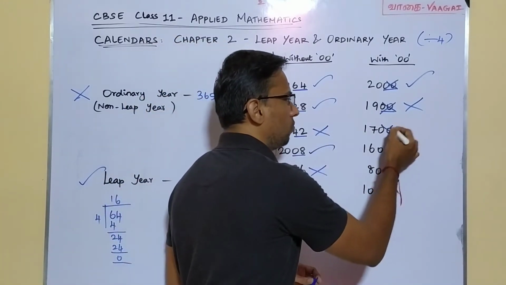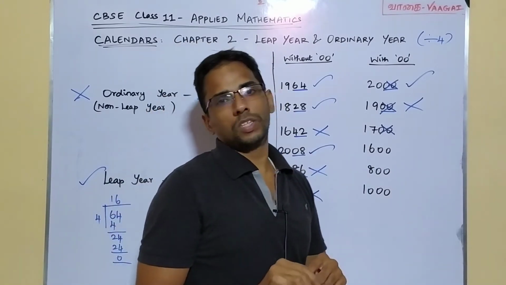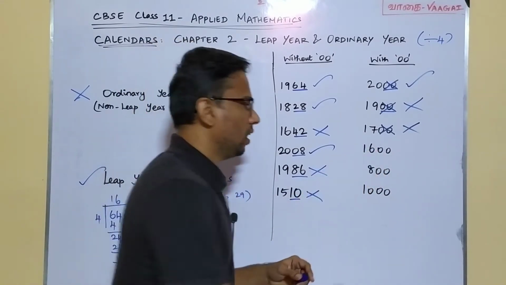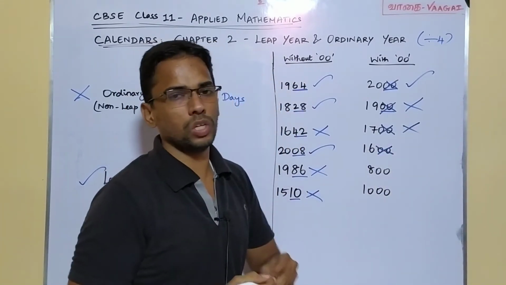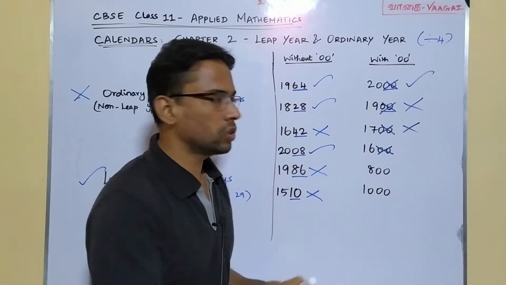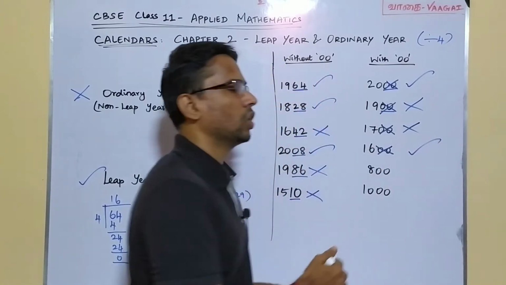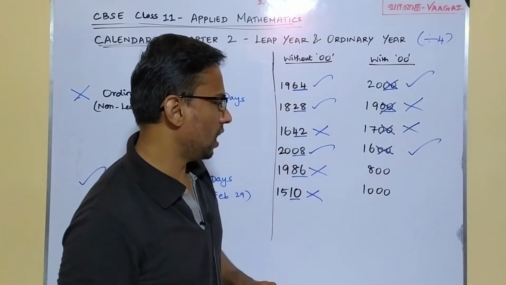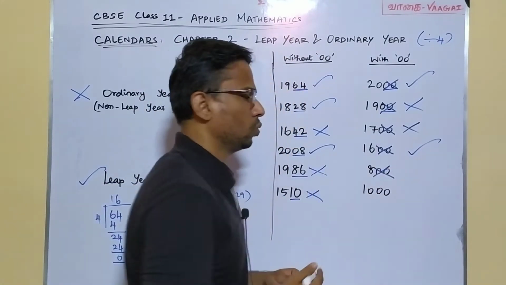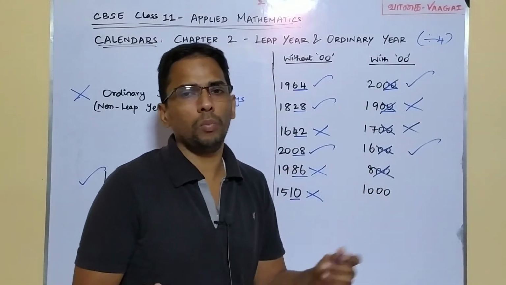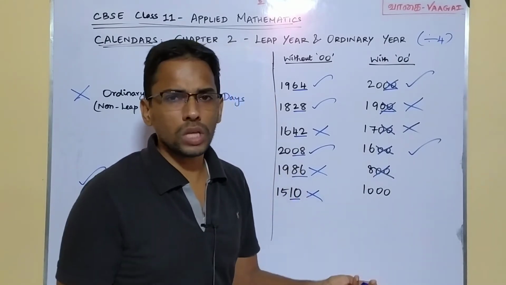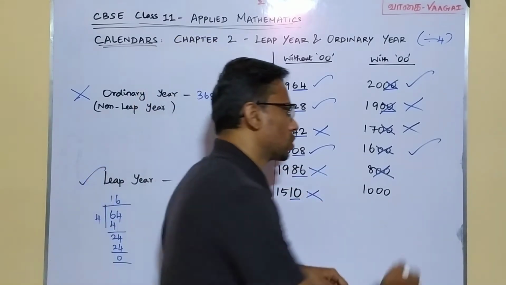Next, 1700. Do the same. Cross off the zeros. Check whether 17 is divisible by 4. It is not divisible, so it is again an ordinary year. Next I have 1600. Forget about the last two zeros. You see the number 16. Is 16 divisible by 4? Yes, very well, 4 4s are 16. So 1600 is surely a leap year. Next, I have the year 800. The same thing happens. Cross off these two zeros. You see the number 8 here. 8 is surely divisible by 4, because 4 2s are 8. So this 800 is also a leap year.